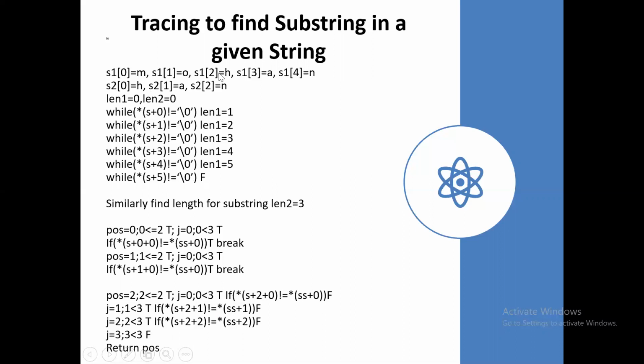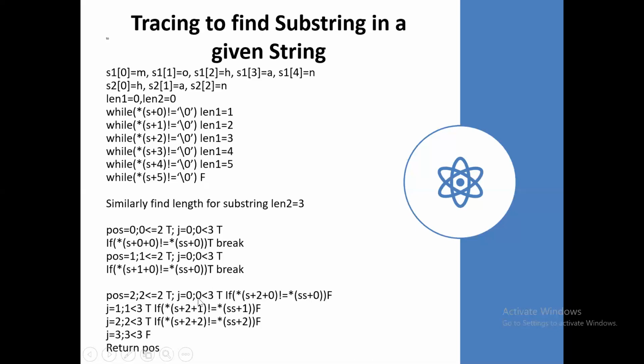Now I start the comparison of the main string with the substring. Position is 2, 2 is less than or equal to 2, so the condition is true. J is 0, 0 less than 3, true again. If star of s plus position, that is 2, plus j, which is 0, is not equal to star of substring plus j, which is 0. Star of ss plus 0 is pointing to s2 of 0, that is h. Is h not equal to h? No. h equals h, so the condition is false.